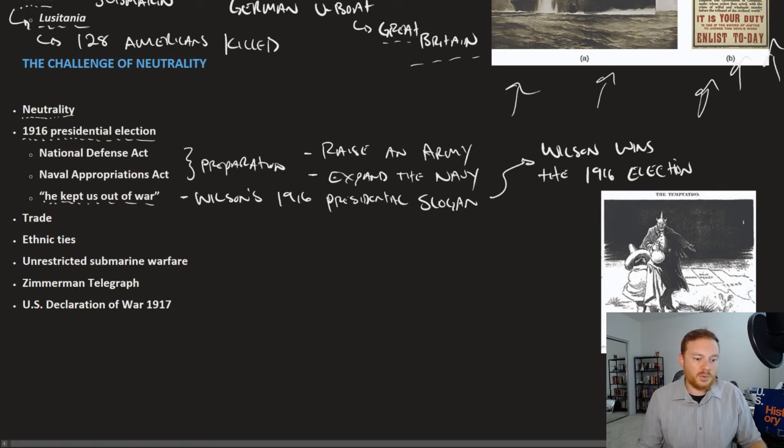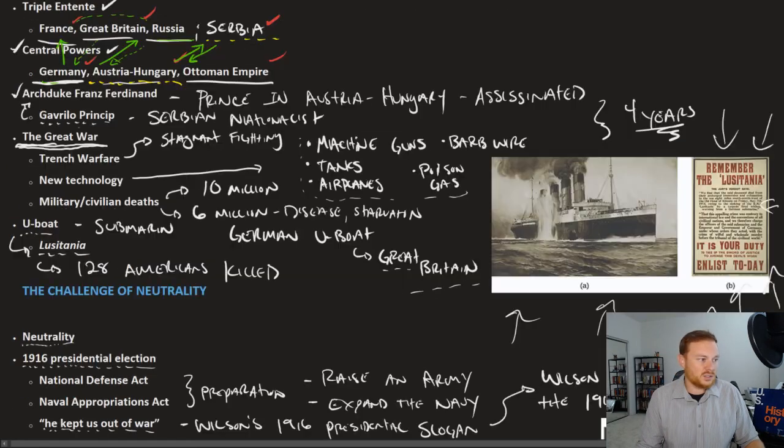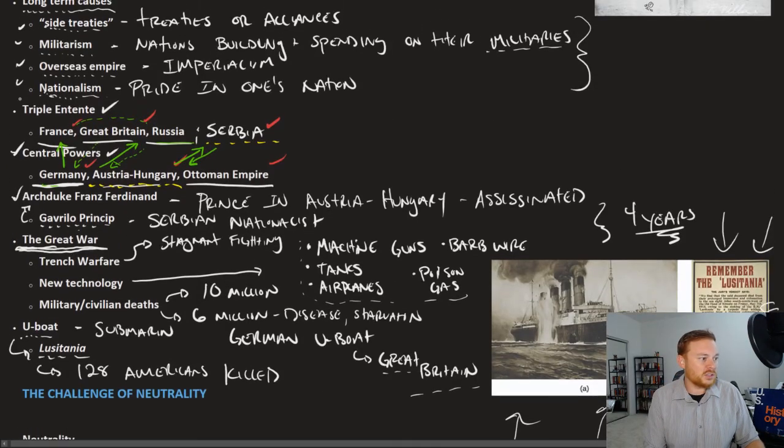But there are a couple of things that proceed in the next year, events, that begin to push the United States more into the war, but specifically more on the Entente side, right? So the Triple Entente is right here. It consists of France, Great Britain, and Russia, specifically Great Britain.